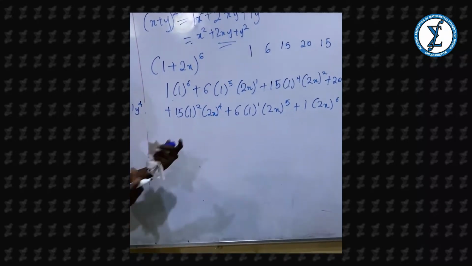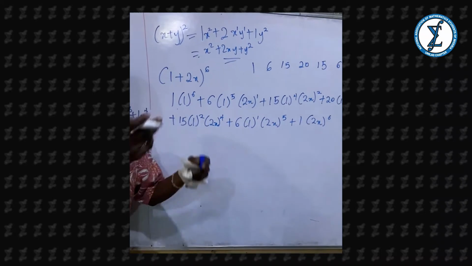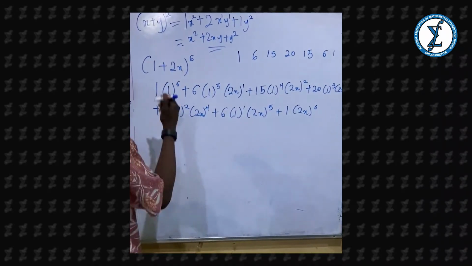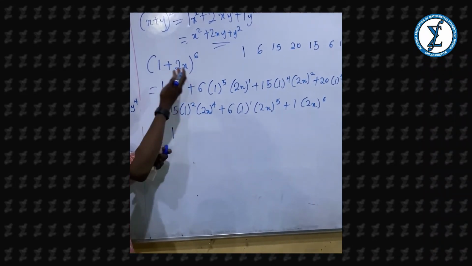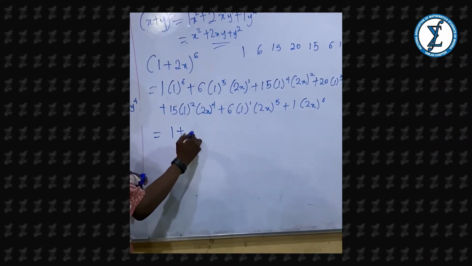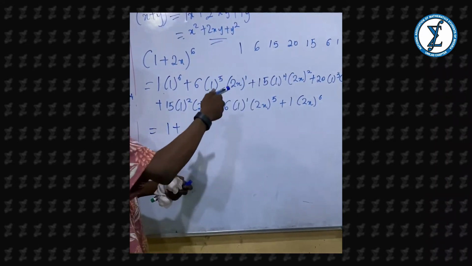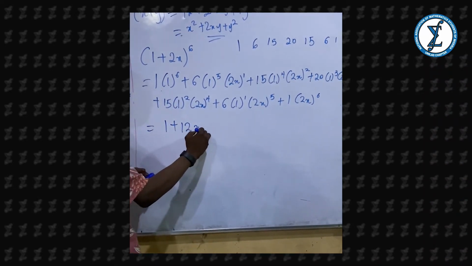Yeah, we know 1 raised to the power of any number is still 1. So we don't have to bother about the ones. What we need to deal with are these ones in the brackets. So let's move. Yeah, you are going to have, this is still 1. Everything here is 1. 1 times 1. Plus, this is 1. 2x raised to the power of 1 is still 2x. 2 times 6 gives us 12x.